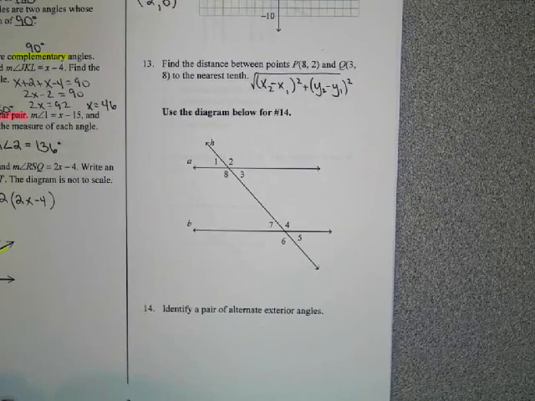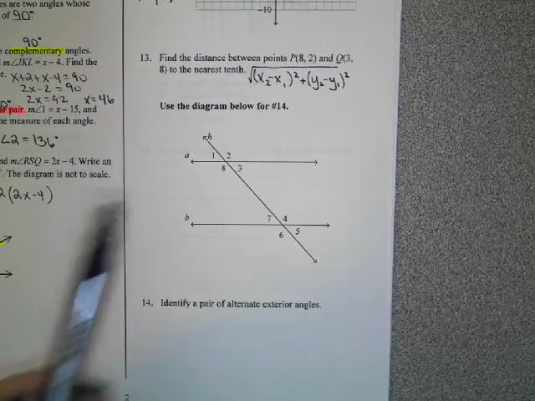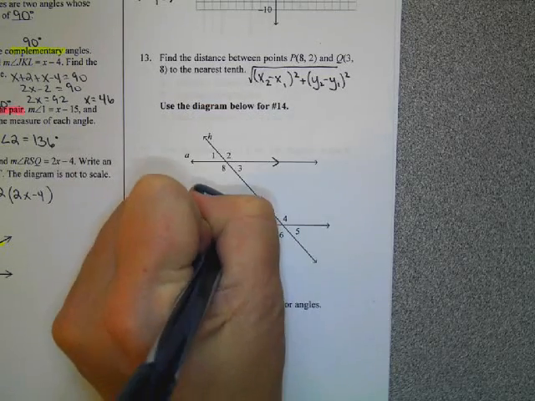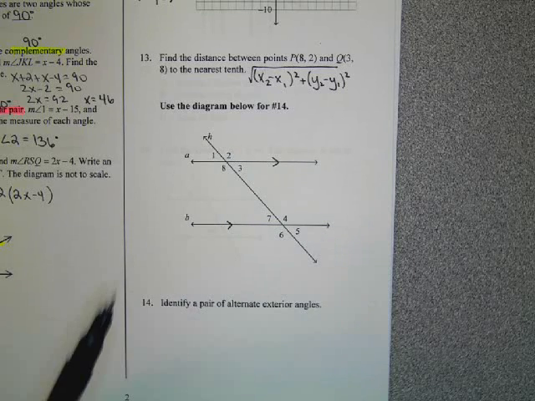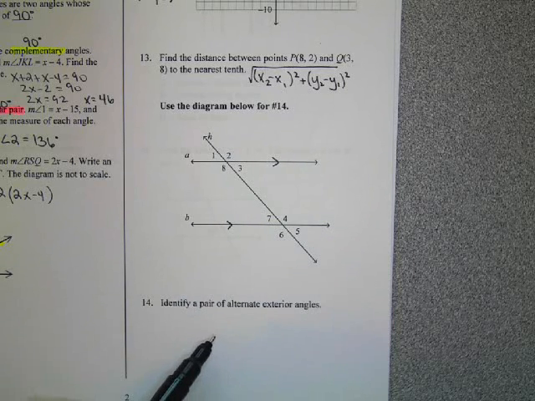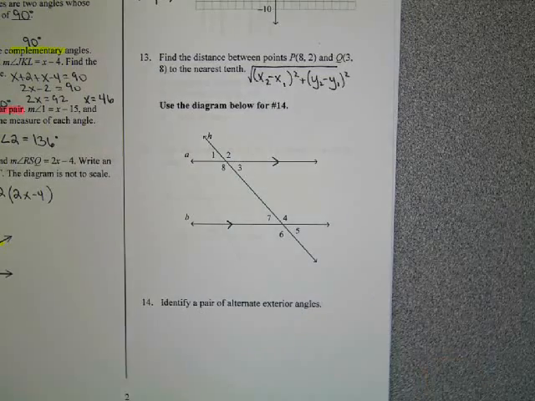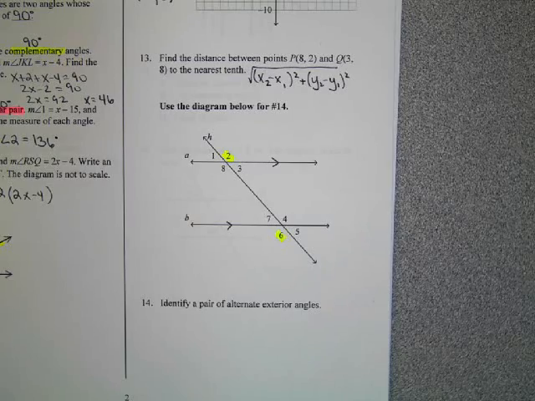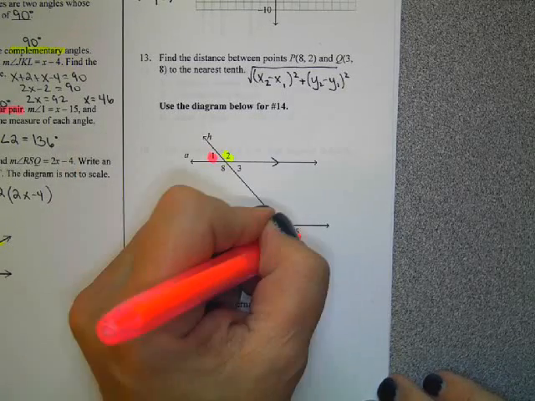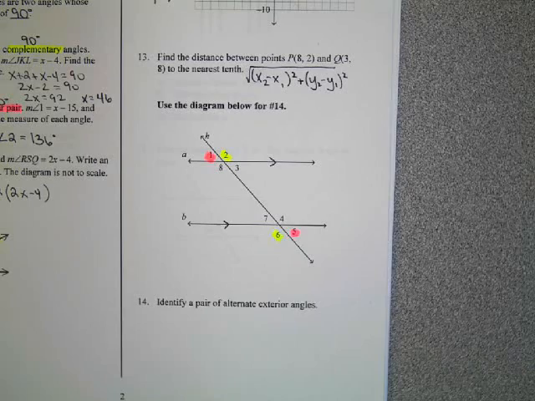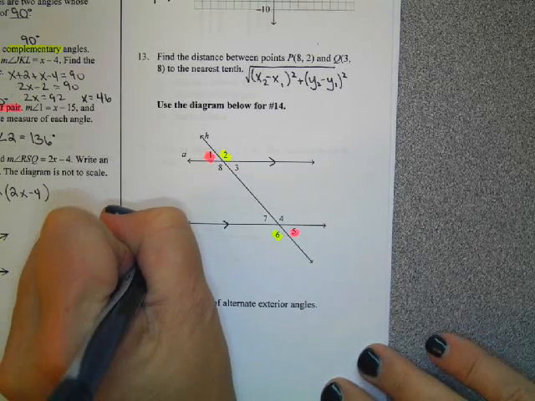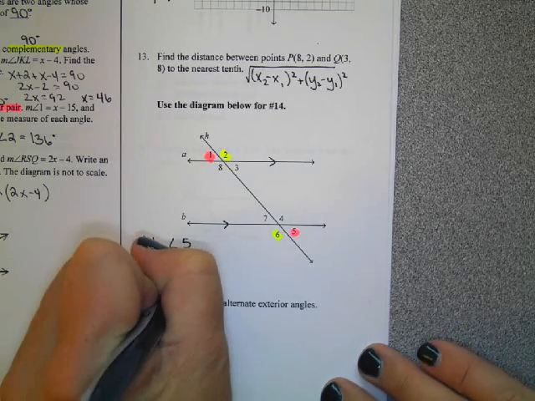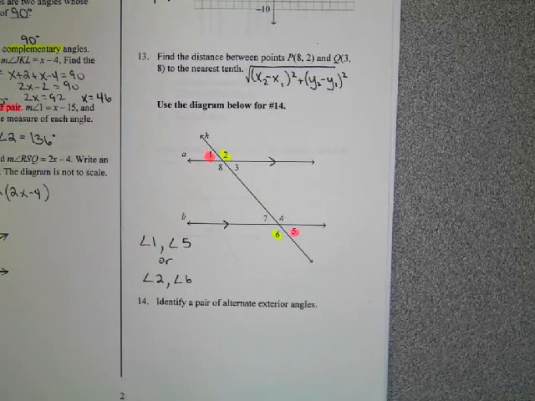So for number 14, we're going to look at this diagram, and we have parallel lines, and H is a transversal. So for a pair of alternate exterior angles, you have two possibilities. They have to be on opposite sides of the transversal, and outside the two lines. They don't necessarily have to be parallel lines. So your two choices would be angle 1 and angle 5, or angle 2 and angle 6. Alternate exterior.